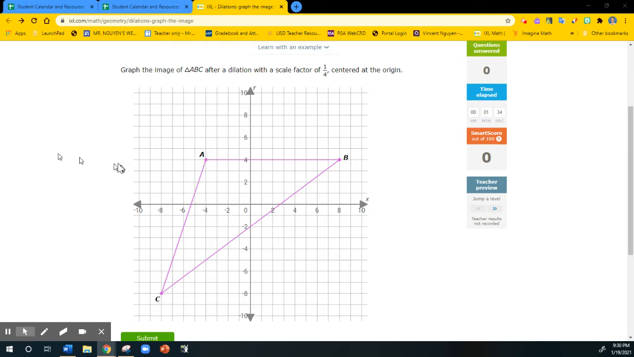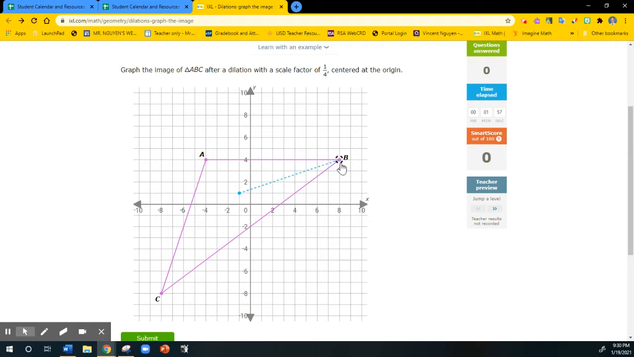You can write this down if you want, but that's time consuming. You can just look at the coordinates at x and at y. So x at -4 will become -1. And y at 4 will become 1, because 4 divided by 4 is 1. So my new coordinate for A is right here at -1, 1.